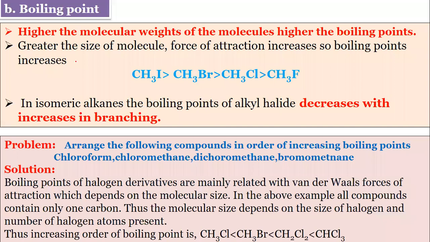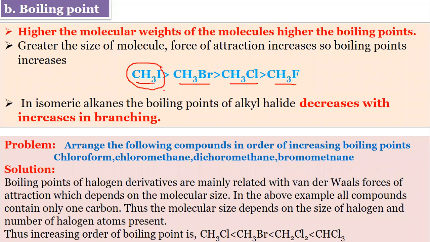The next physical property is boiling point. The higher the molecular weight of the molecules, the higher the boiling point. Now, anyone tell me here, CH3I, CH3Br, CH3Cl, and CH3F. All of you know iodine has the most molecular weight. So CH3I has the highest boiling point, then CH3Br, then CH3Cl, and then CH3F. This is because the size of the molecule is larger because of iodine. The greater the size of the molecule, the force of attraction increases, and that's why the boiling point increases.